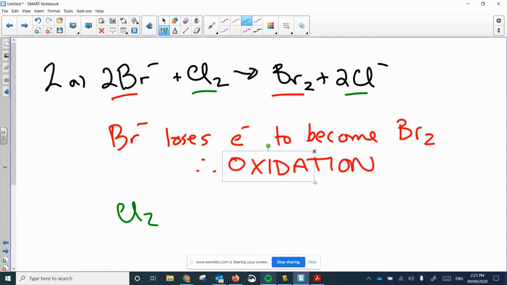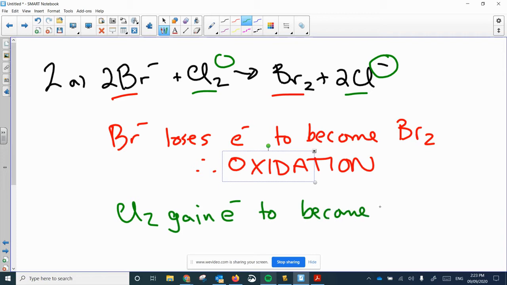Cl2 gains electrons to become chloride. Here we see the charge go from neutral to a negative charge. So Cl2 has to gain electrons to become a chloride. Therefore, this is reduction.